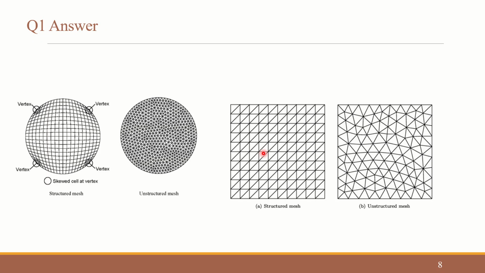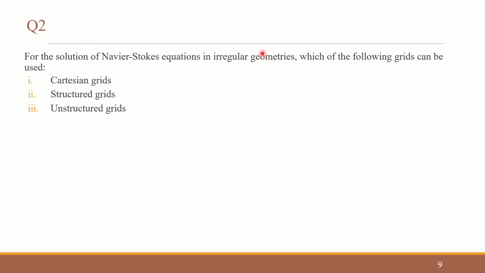So now we will go to question 2. In question 2, what is asked? For the solution of Navier-Stokes equation in irregular geometries, which of the following grids can be used? First one, it is Cartesian grids. Second one, it is structured grids. Third one, it is unstructured grids.